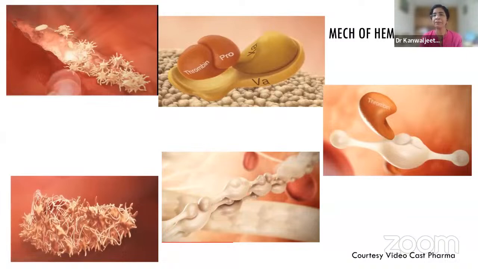As a final common pathway, factor 10A in the presence of factor 5A activates prothrombin to form thrombin, which in turn activates fibrinogen to form fibrin monomer. And this fibrin monomer forms strands with other such fibrin monomers, leading to the formation of a stable clot, in contrast to the platelet plug we had in the beginning. So this is the essence of the coagulation system, and that is why it is important.